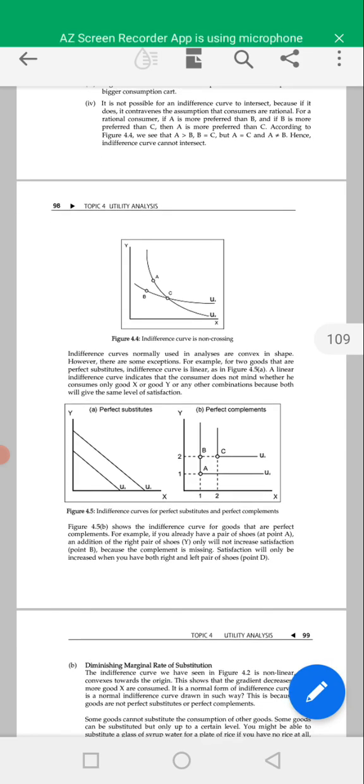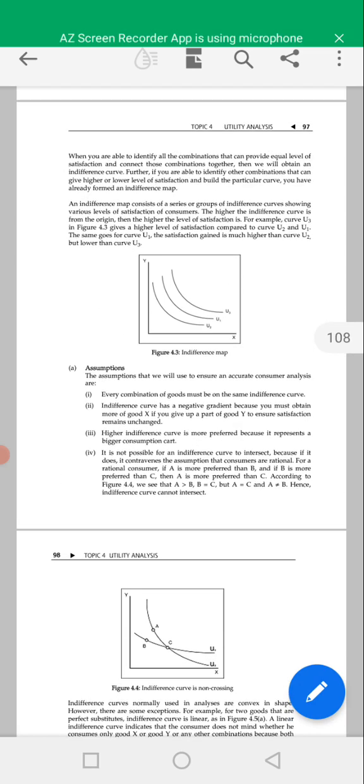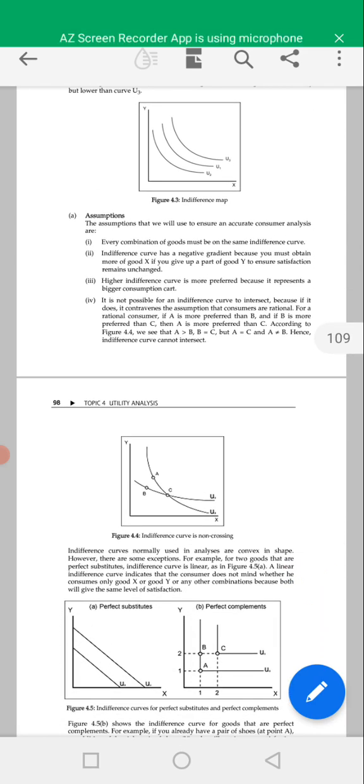And mainly the budget line. Alright, so yesterday, or the other day should I say, we looked at the assumptions of the indifference curves and defined indifference curves as a curve that shows the different combinations of two goods that give us the same utility. So different combinations of two goods that give us the same utility.